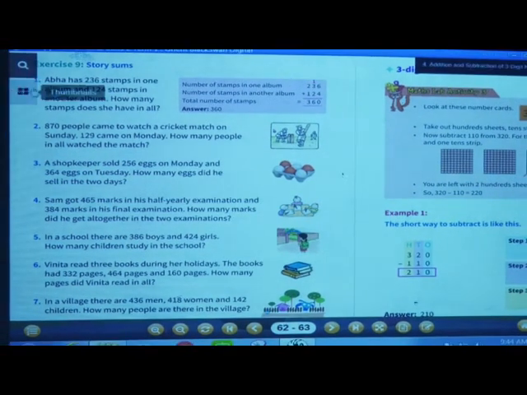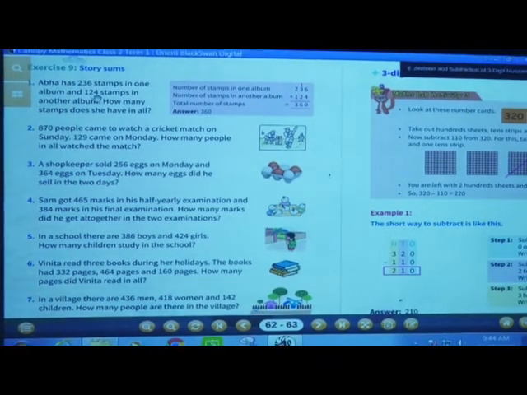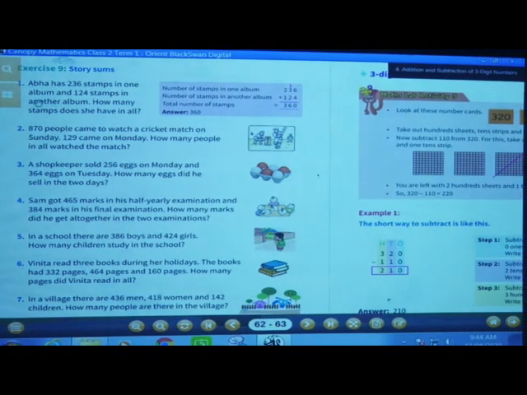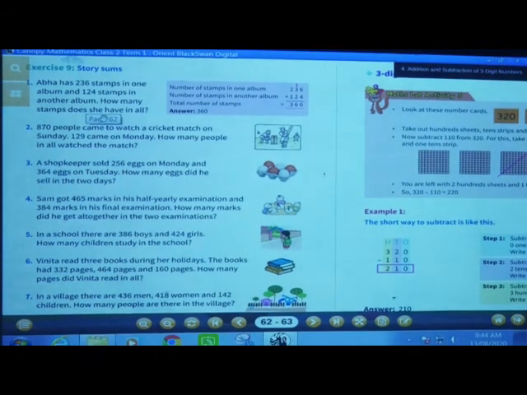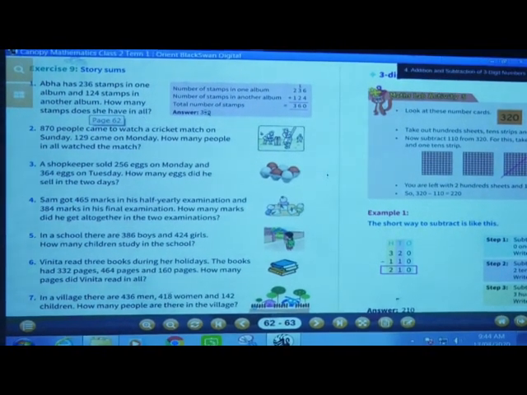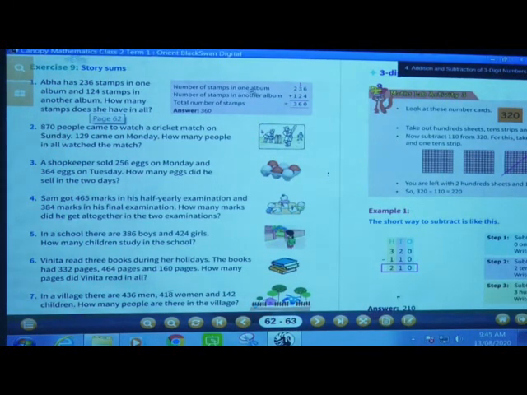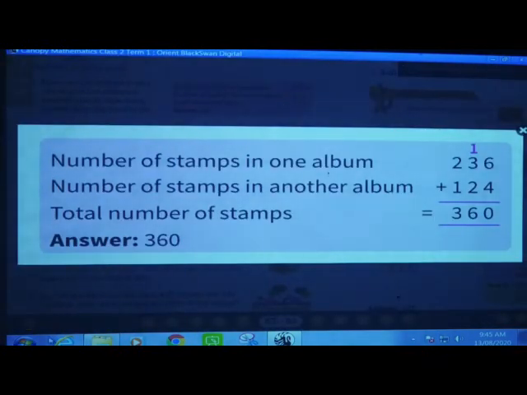Now see here, first sum. Abba has 236 stamps in one album and 124 stamps in another album. How many stamps does she have in all? Now see here, number of stamps in one album means she has one album. In that, how many stamps are there? 236. Then number of stamps in another album, she is having 124. Then total number of stamps, how much?